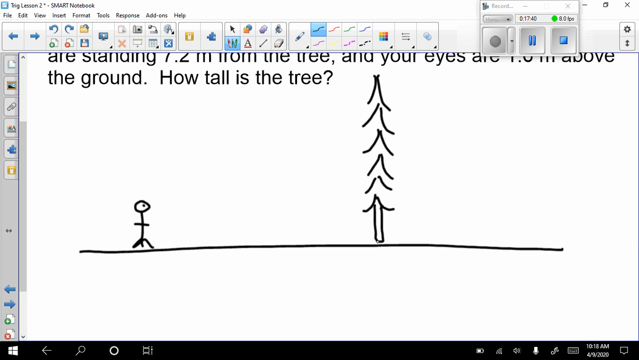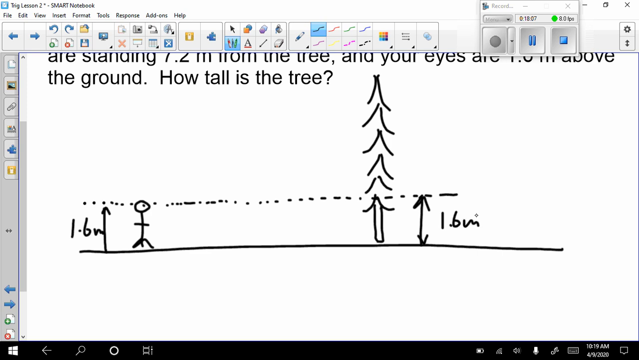And so first up, the clinometer is held up to my eye. So I've got to put a kind of a dotted line across there, because my eyes are 1.6 meters above the ground. So look at this. That distance there is 1.6 meters. So I'm going to have to add that in at the end. So I know that I'm missing that 1.6 meters.